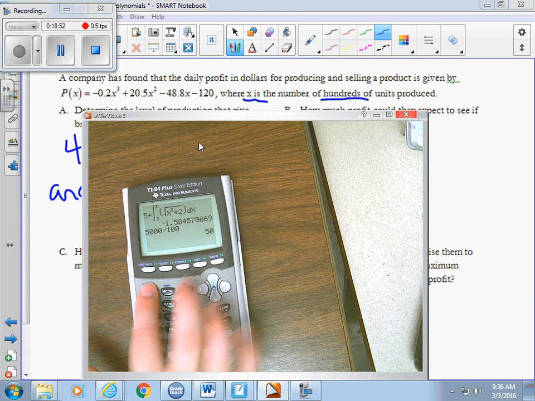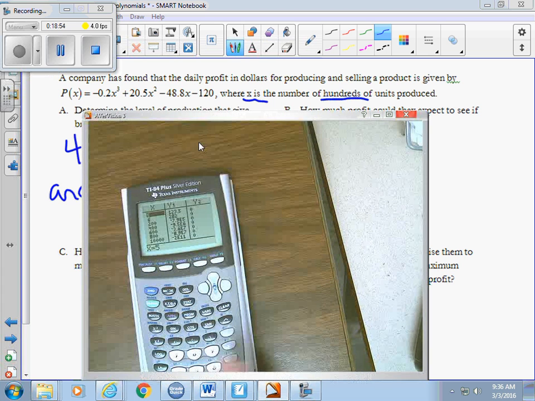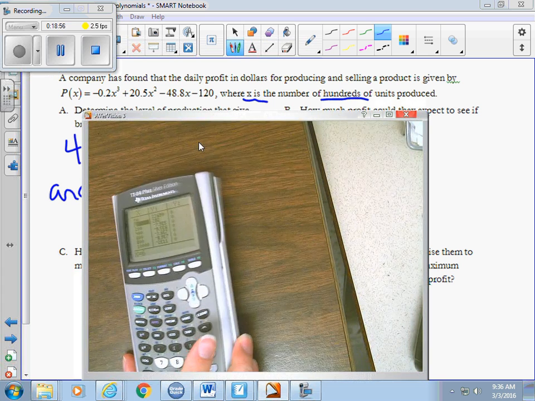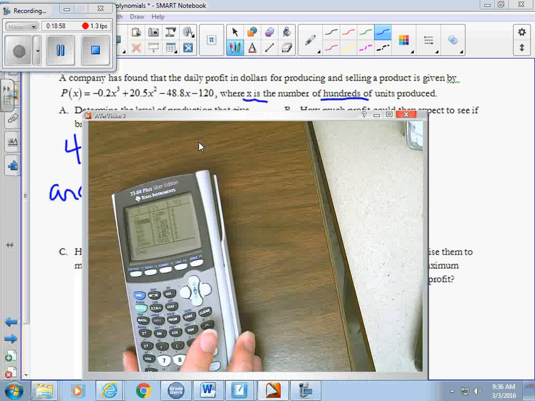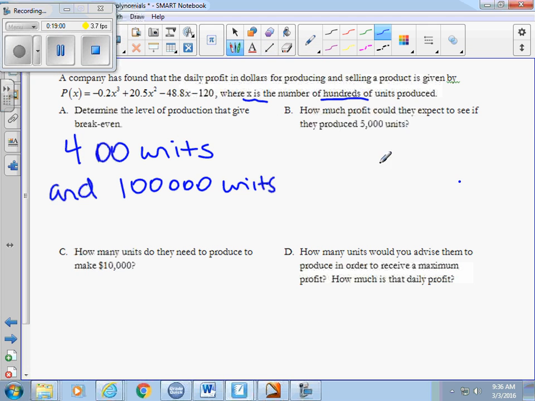If you already have this in your y equals, just go to your table and type 50. And you get $23,690. And what I did is I typed P of 50 to get that.